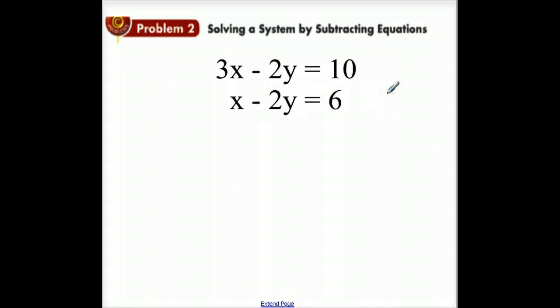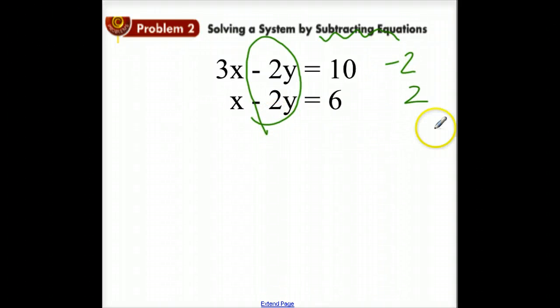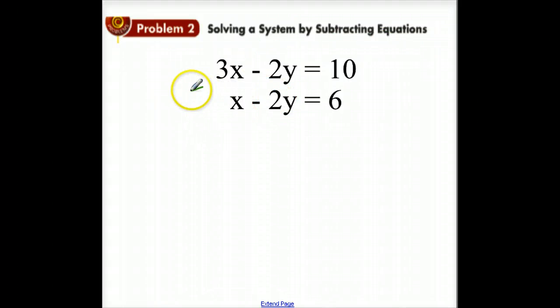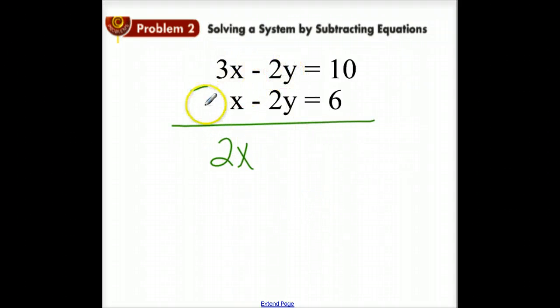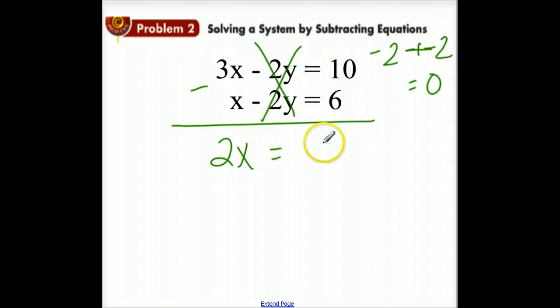All right, and the second example that we're going to teach you in this first part of lesson 6-3 is we're still eliminating, but this time we're going to subtract the equations. How you know to subtract is when you look at your equations and the coefficients of a variable are identical. In the last case, they were opposite, like negative 2 and positive 2. So when you see, sorry, not opposite, but identical, you can subtract the equations. 3x minus x is 2x. Negative 2y minus negative 2y. Negative 2 minus a negative 2 is like adding positive 2, which equals 0. The y's cancel out. 10 minus 6 is 4. Divide by 2, x equals 2.